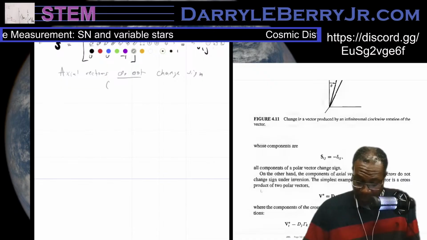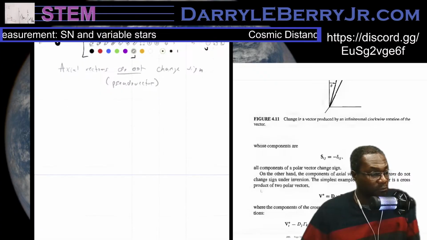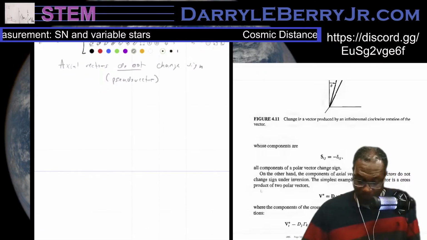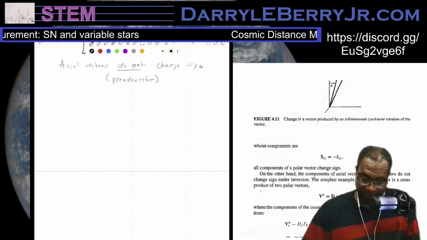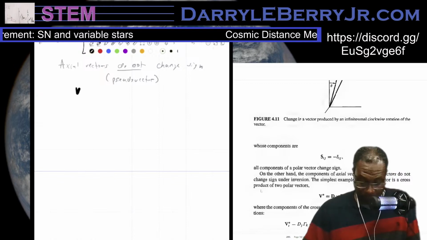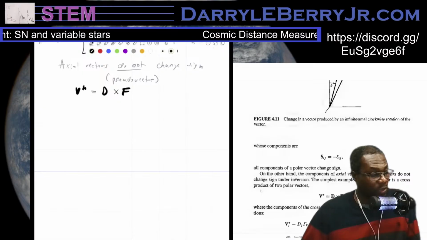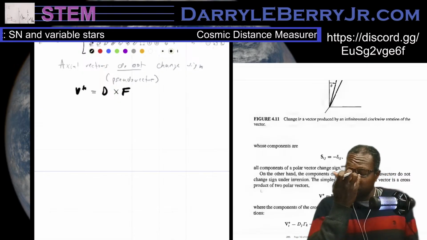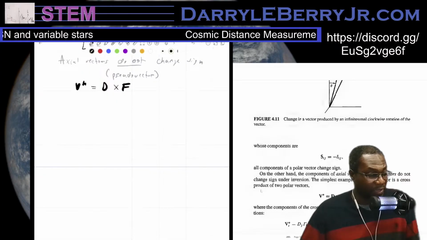Axial vectors are pseudo-vectors. The cross product of two polar vectors is an axial vector. The components of the vector cross product are given, as customary, by the definition.